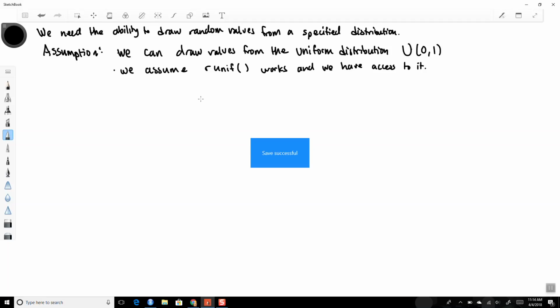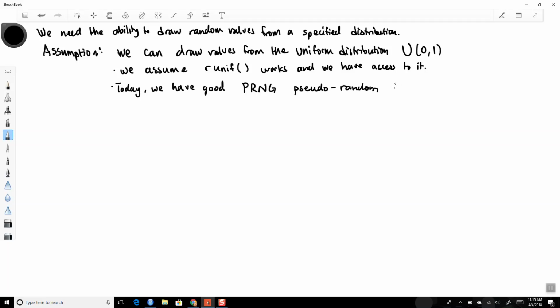This used to be a topic of great interest and research for a while, and now we're at a point today where we're very happy with our pseudo random number generators. Today we have good PRNGs, pseudo random number generators.